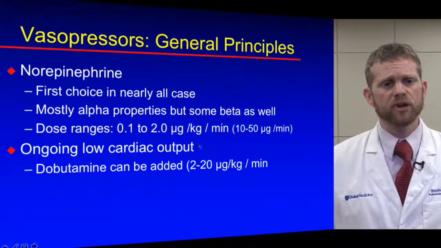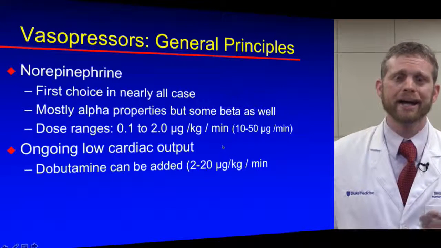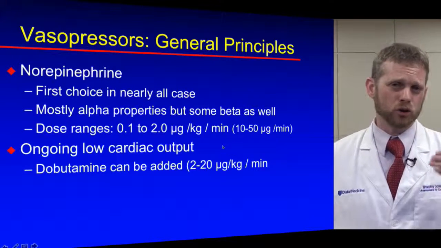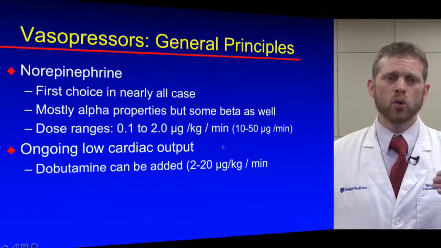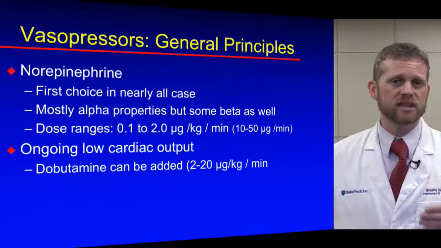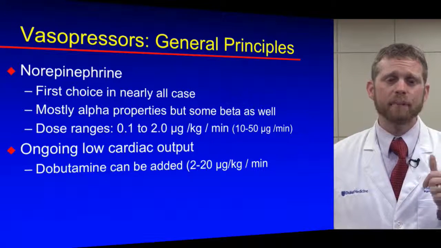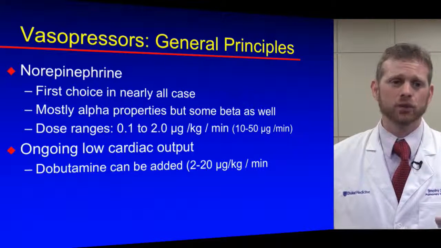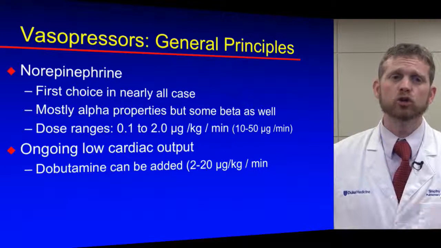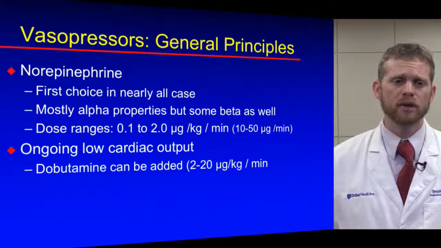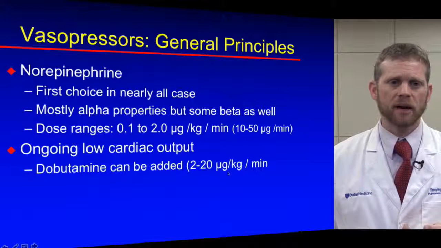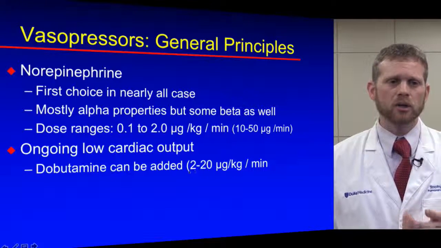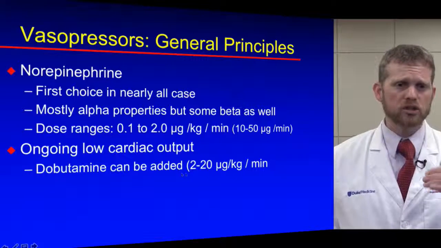What if you're on norepinephrine and you have markers of ongoing low cardiac output? This would be your urine output remains low, or your central venous, your mixed venous saturation remains low. That might be time to add an inotrope on top of that. Dobutamine would be a pure inotrope, and the dosing of that is in mics per kg per minute. You start low and you go slow, because you don't really know.